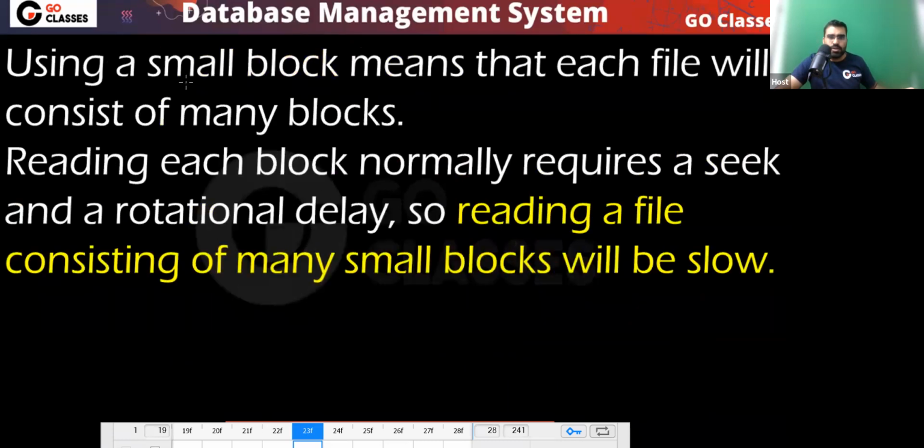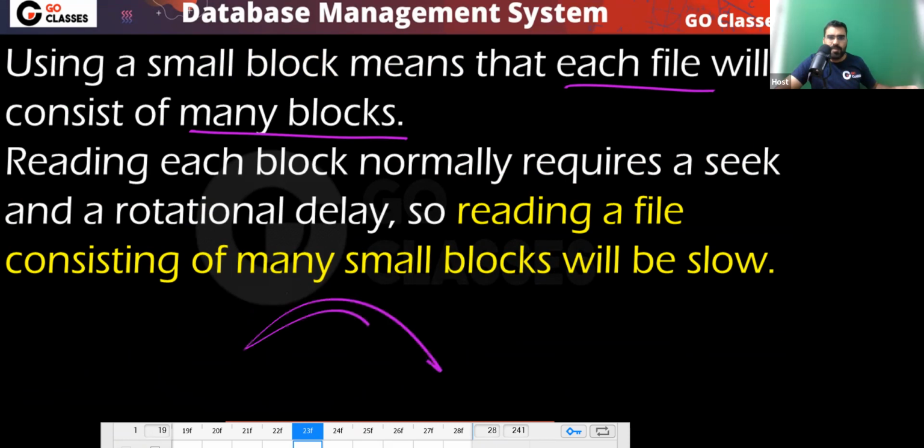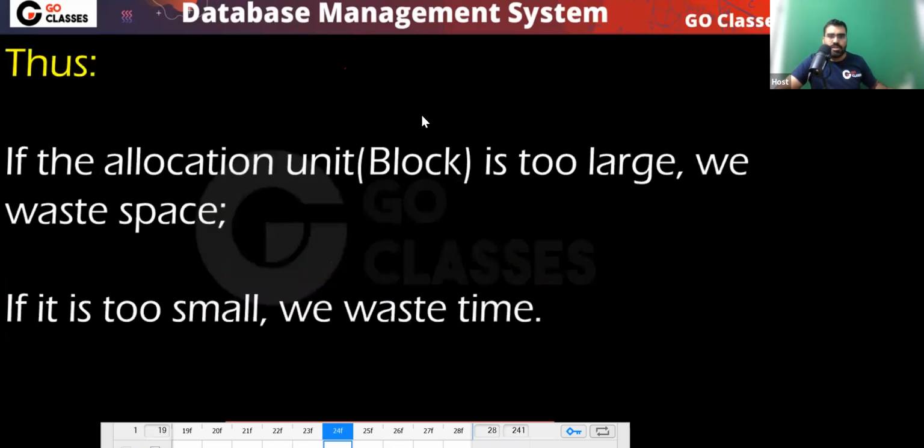If you have a small size block, then there will be many blocks. Every file will contain many blocks, and disk access will happen block by block. If you read, you will read a block; if you write, you will write a block. So a lot of time will be wasted if you have a small size block, and a lot of space will be wasted if you have a large size block. So this is the final conclusion.